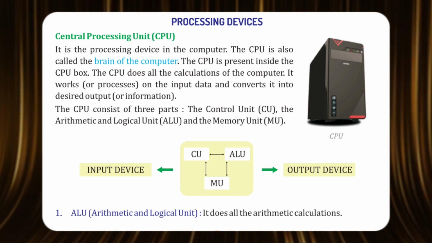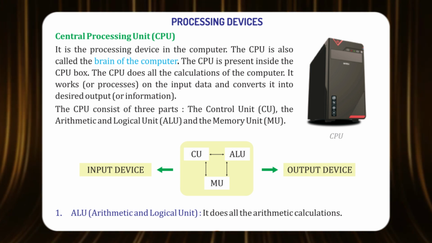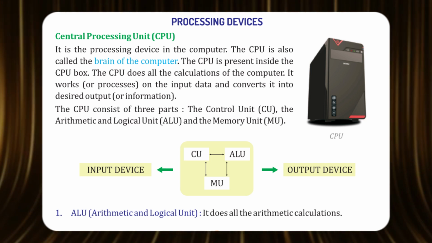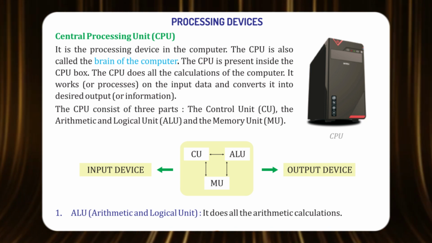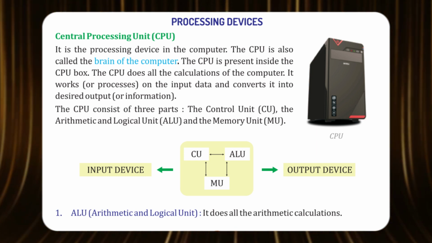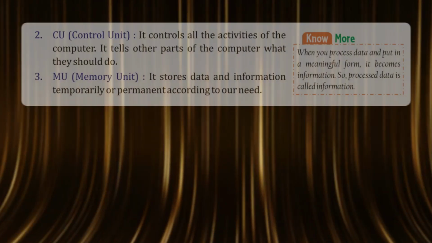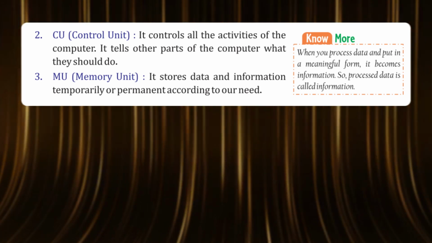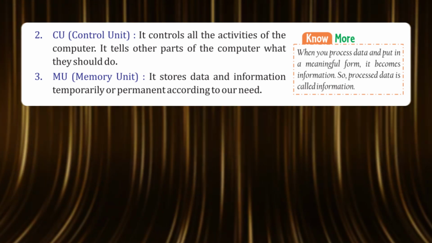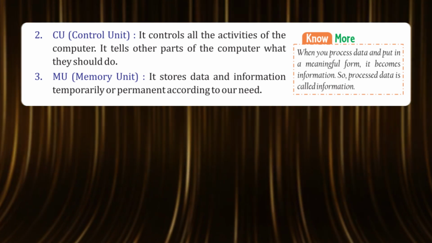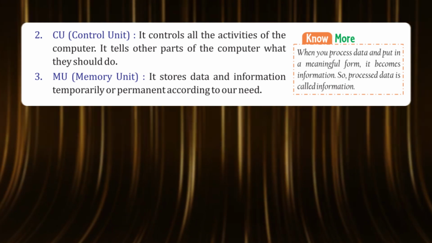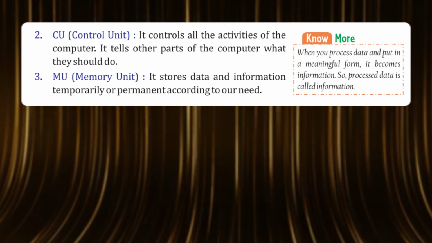The CPU consists of 3 parts: the control unit, CU, the arithmetic and logical unit, ALU, and the memory unit, MU. 1. ALU, arithmetic and logical unit. It does all the arithmetic calculations. 2. CU, control unit. It controls all the activities of the computer. It tells other parts of the computer what they should do. 3. MU, memory unit. It stores data and information temporarily or permanently according to our need.